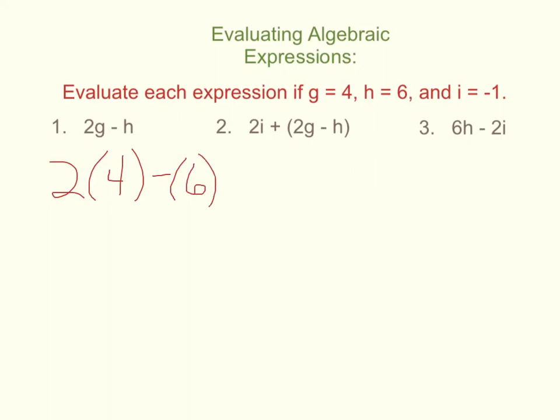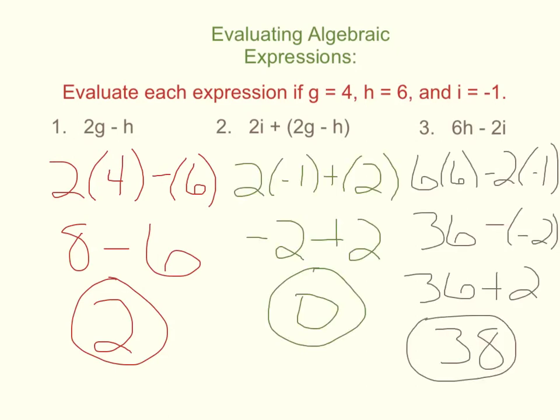Now I just need to follow the order of operations and solve my expression. When I have two numbers next to each other in parentheses, it means multiplication. So 2 parentheses 4 means 2 times 4. 2 times 4 is 8 minus 6. 8 minus 6 is 2. Therefore, our expression 2g minus h is equal to 2. Please take a moment to pause this video, record the first example in your notes, and try the second two examples on your own.